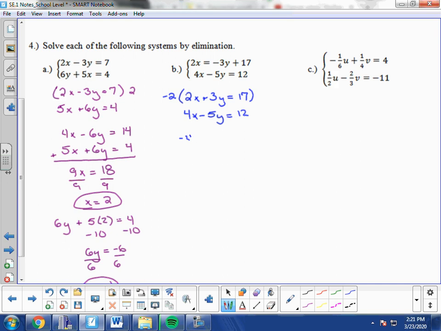So negative 2 times 2x is negative 4x. Negative 2 times 3y is negative 6y. Negative 2 times 17 is negative 34.